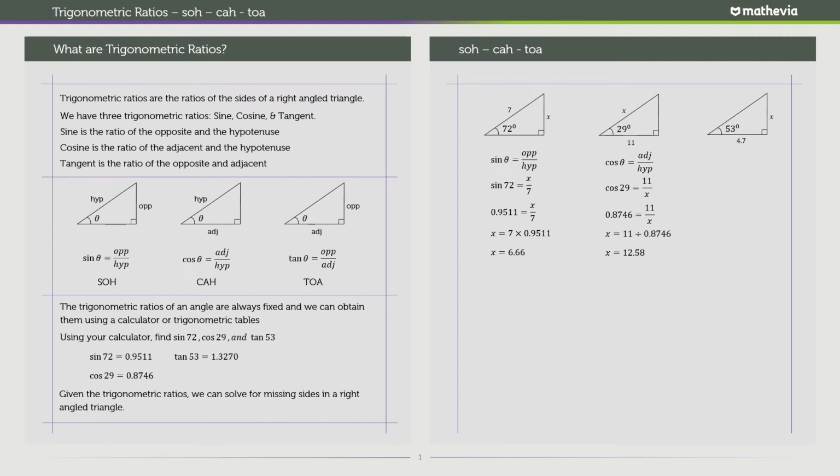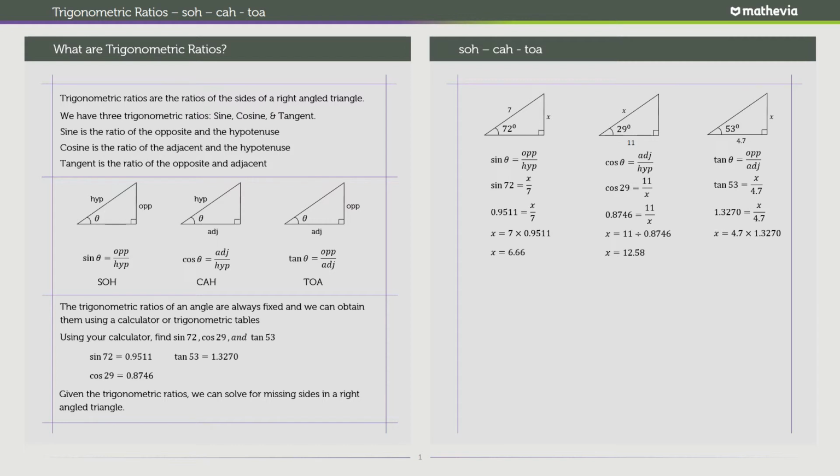Another example, we have the tangent in this case. So we just go tangent, we have adjacent as 4.7, our opposite as x, okay, and the trigonometric ratio that relates opposite and adjacent is the tangent. So we have the tangent of 53 equals x divided by 4.7, and then we just work the algebra.